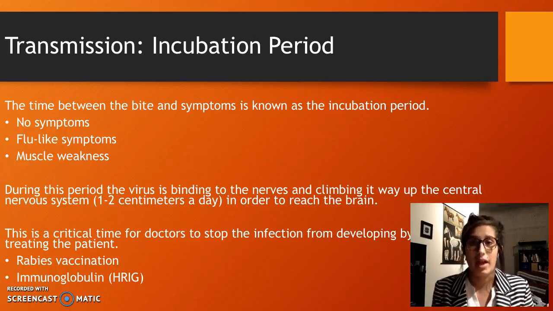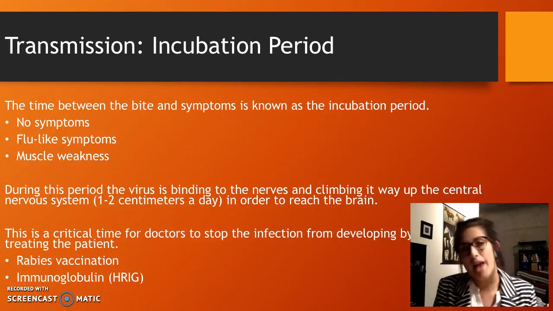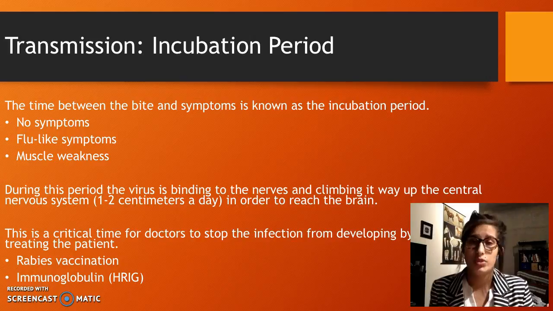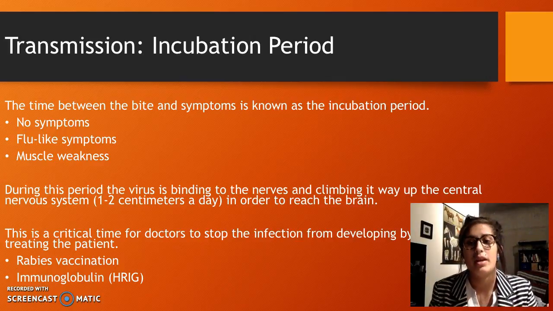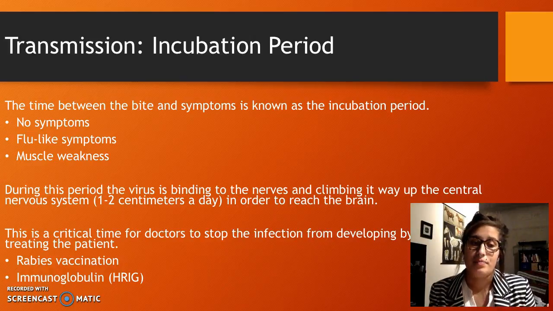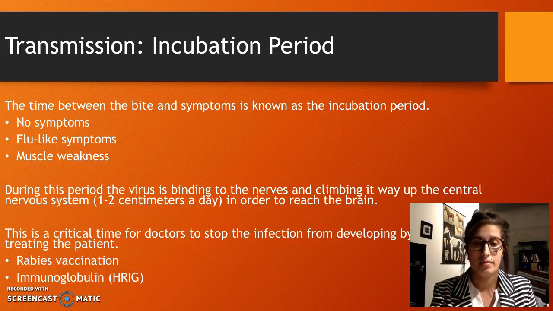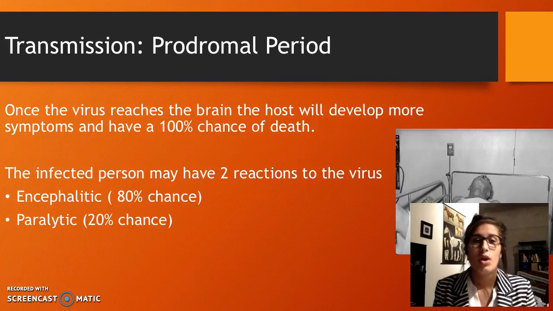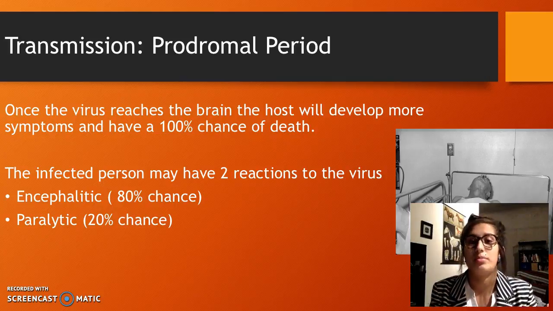During this period of time, the virus is binding into the nerves, and it's climbing its way up 1 to 2 centimeters a day, trying to reach the brain. This is really critical for doctors to stop the infection from developing, because once it goes up there, there's no point of returning back. The doctors will administer the rabies vaccination and immunoglobulin. Once the virus reaches the brain, the host will develop more symptoms and have a 100% chance of death.